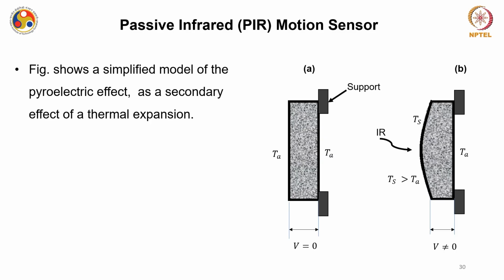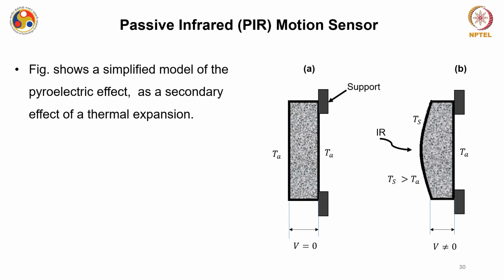Pyroelectric, if you remember, we have discussed that in module 1 and module 2. They are essentially piezoelectric materials. So usually all these pyroelectric detectors are piezoelectric as well, and they respond to thermal radiation. Let us understand with an example how these PIR sensors are developed using a pyroelectric detector. This figure shows a simplified model of a pyroelectric detector, which is of course a secondary effect of thermal expansion. We will see how.